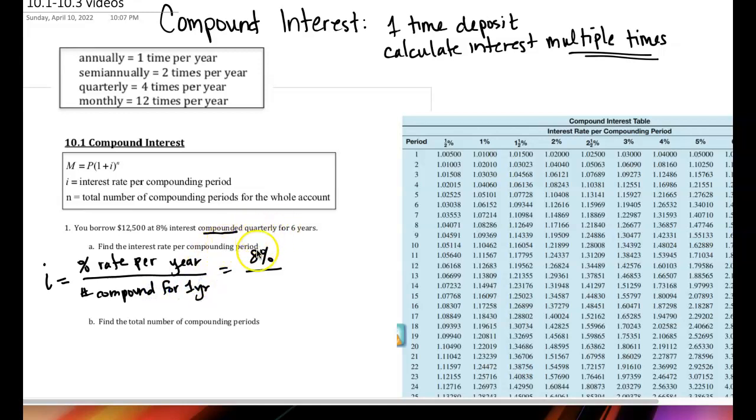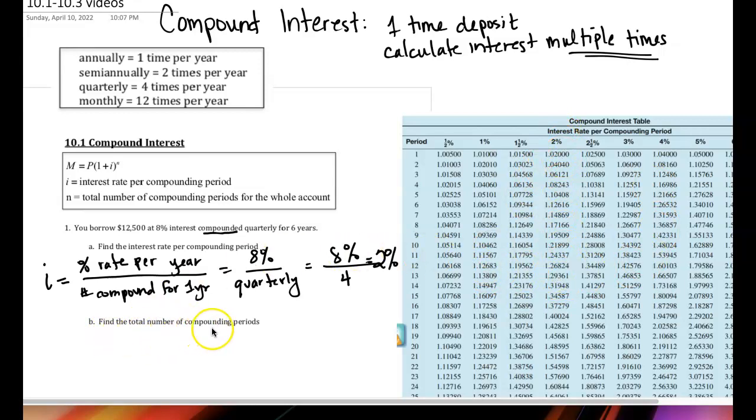So in 1 year, if we compound quarterly, I'm just going to write the word quarterly to remind us that's where we're getting that. Quarterly means 4 times a year. And 8% divided by 4 would be 2%. When we get to this table, we're going to be looking down the 2% column.